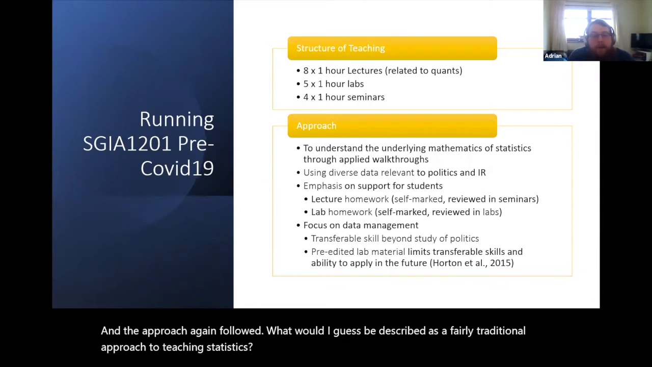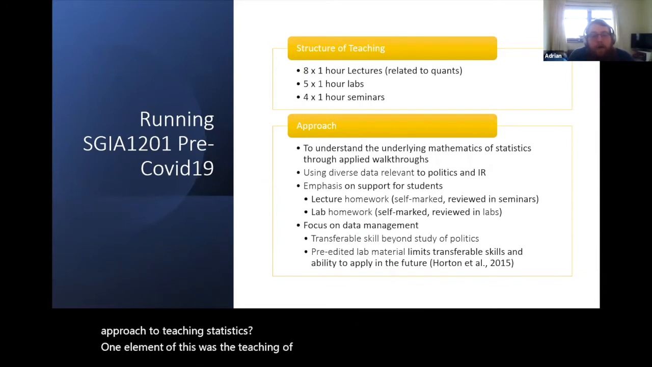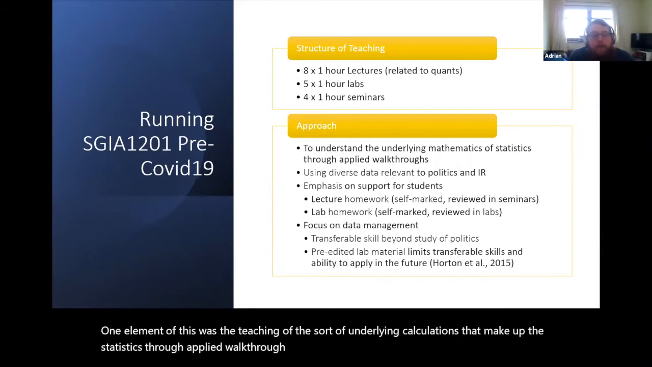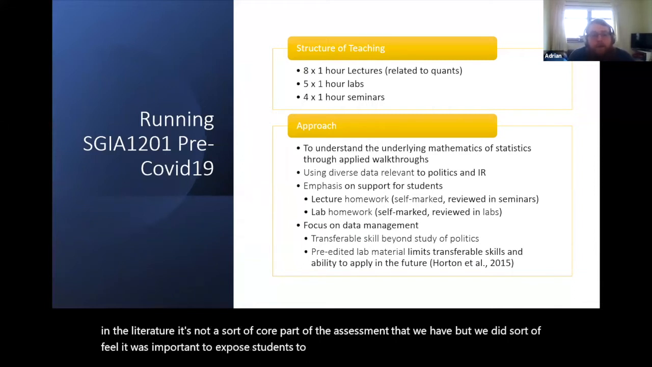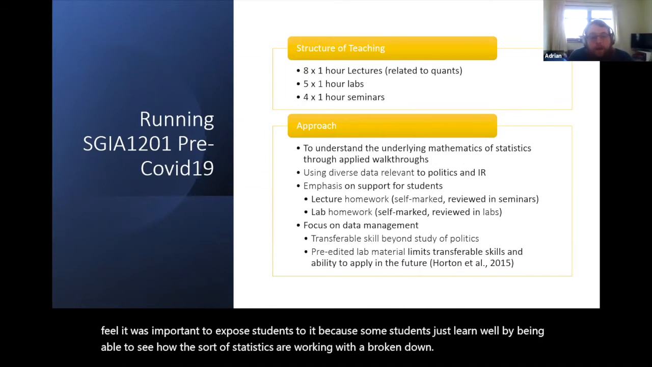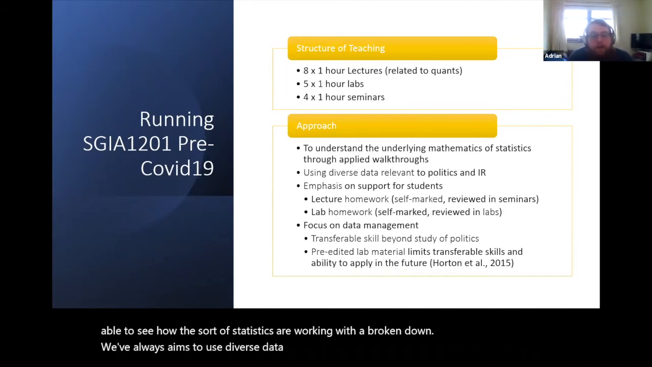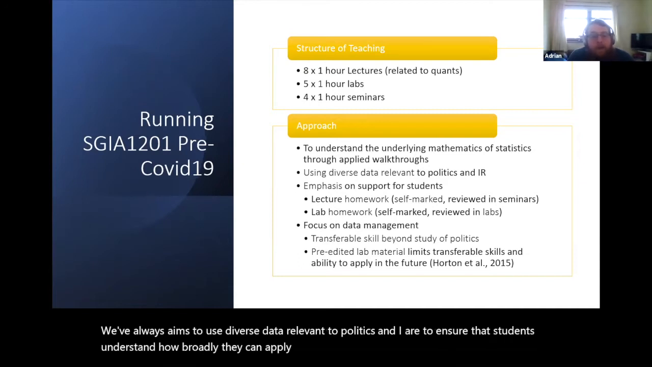One element of this was the teaching of the underlying calculations that make up the statistics through applied walkthroughs. And while I realize this is something contentious in the literature, it's not a core part of the assessment that we have, but we did feel it was important to expose students to it, because some students just learn well by being able to see how the statistics they're working with are broken down. We've always aimed to use diverse data relevant to politics and IR to ensure that students understand how broadly they can apply quantitative methods, and also an emphasis on support for students and regular checks on learning.